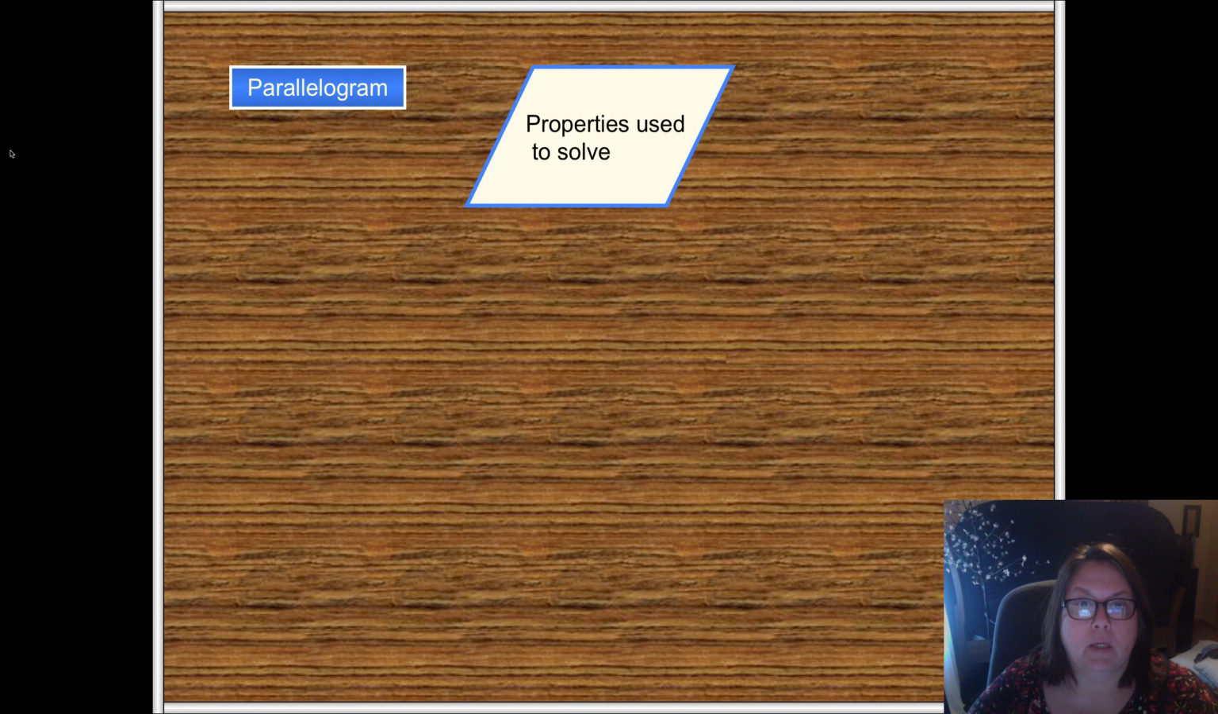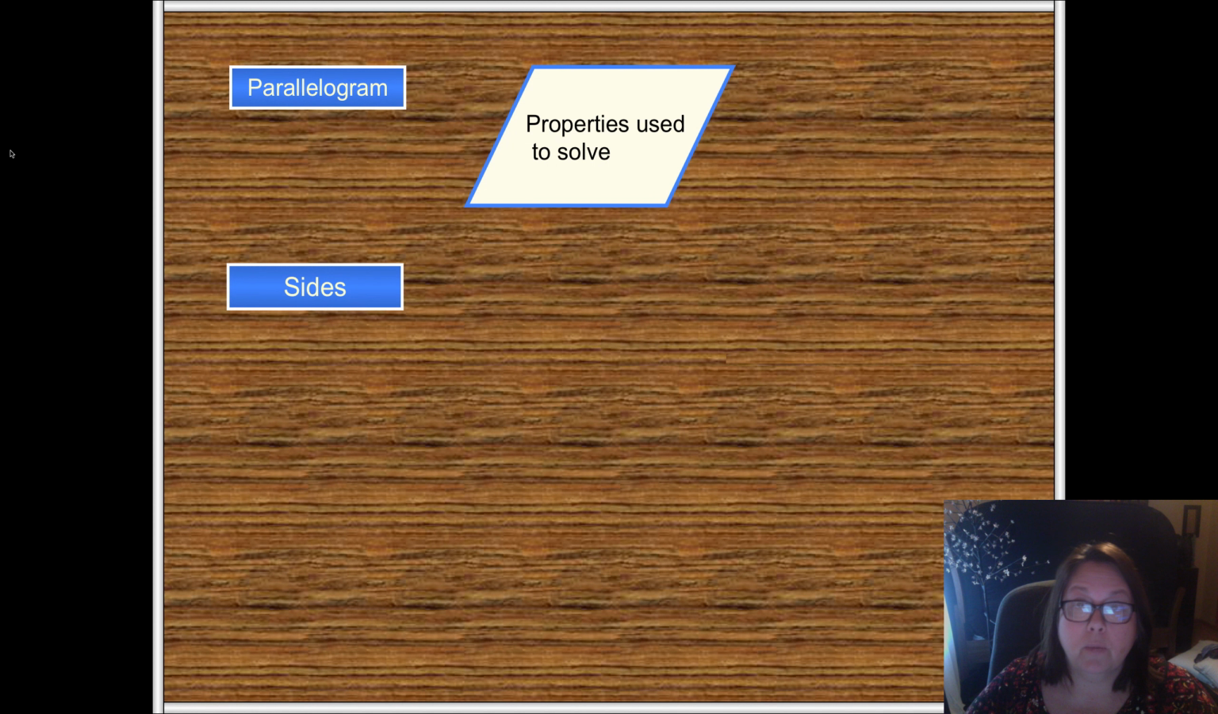If you need to pause the video at any time, please do so that you can have a chance to write down the properties, because again, you'll use them along the way in this unit. All right, so let's get started. Again, we're going to be looking at the properties used to solve.